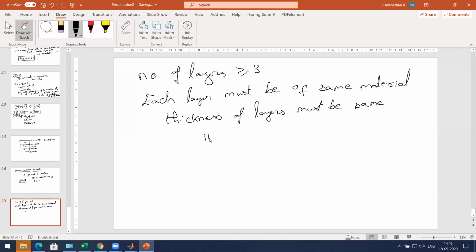180 by n degrees. This is the orientation of layers, which should be spaced by an angle. Meaning, if you are using 3 layers, how much is 180 by 3?